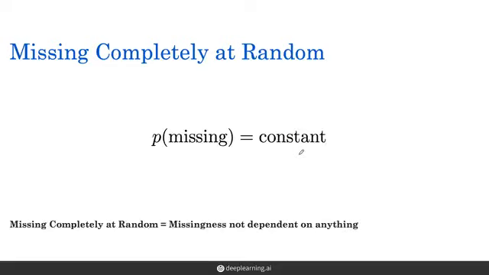So notice that for missing completely at random, the probability that a blood pressure was missing for any particular patient was constant. It was just 0.5. And this is what missing completely at random is. It's that the missingness is not dependent on anything.